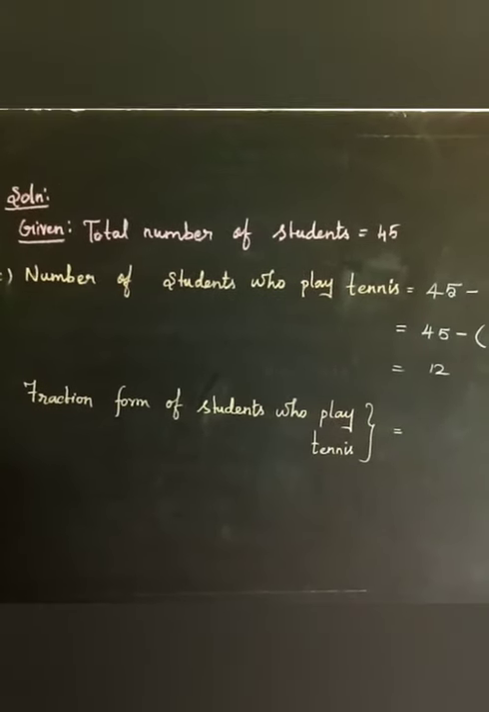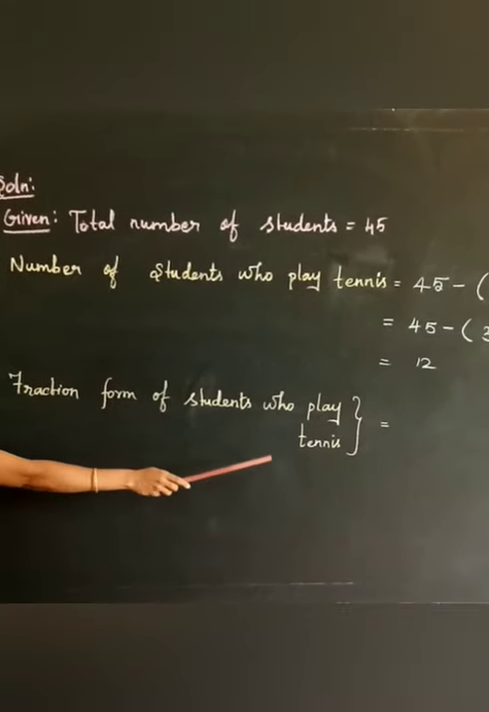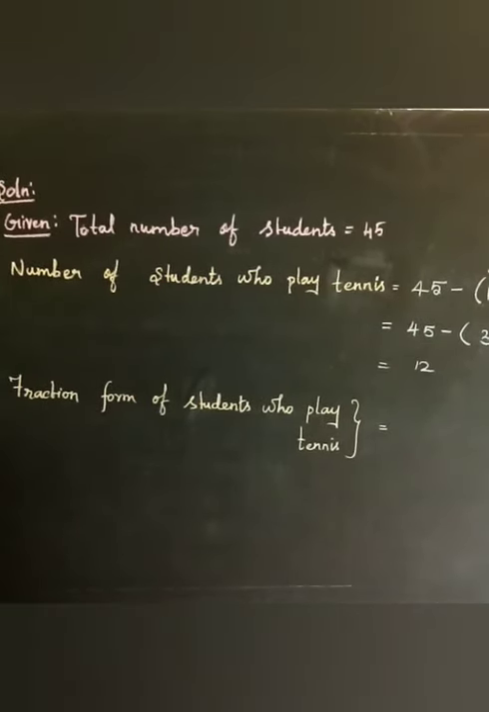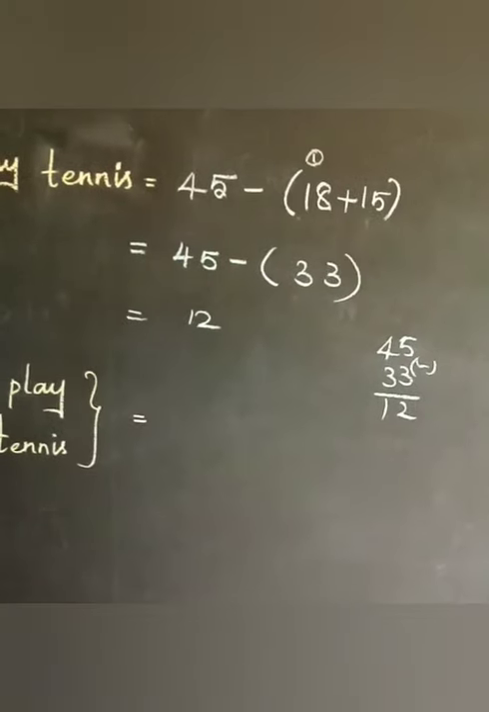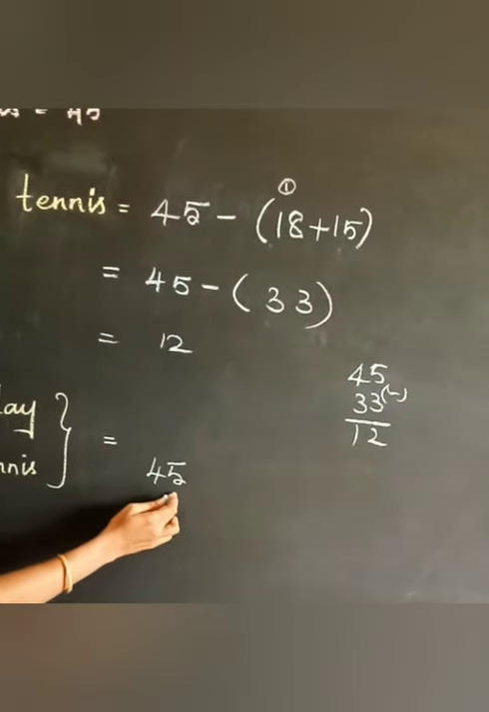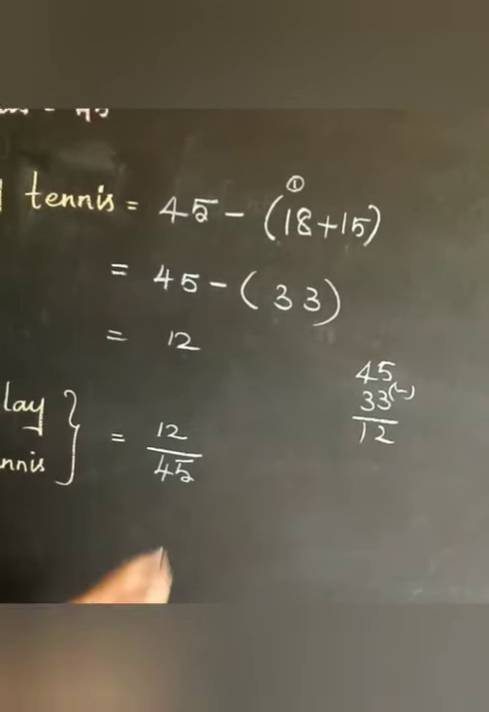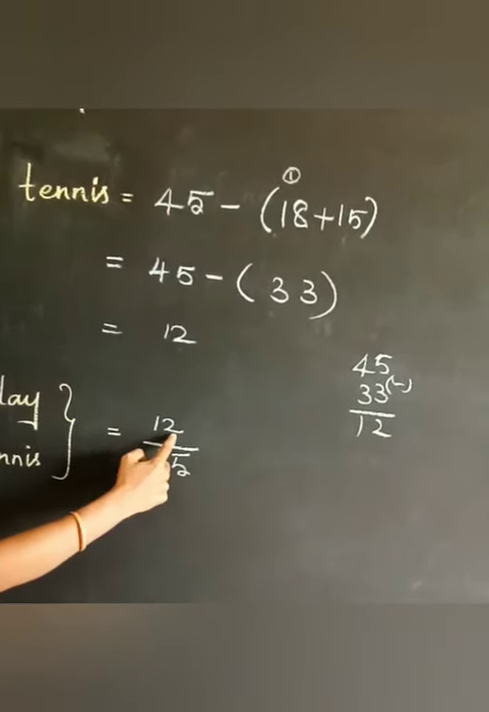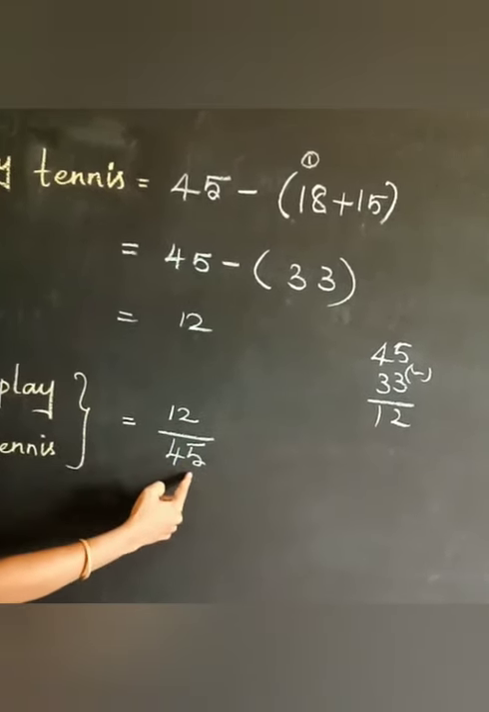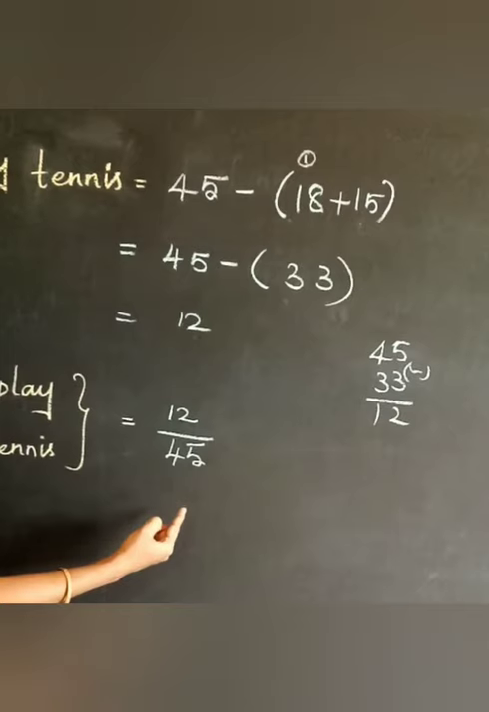Next, one more question: we have to find the fraction of students who play tennis. We have to write the answer in fraction form. In the 45 students in the class, how many are playing tennis? 12 students. So out of 45 students, 12 play tennis. We have to find this in fraction form. So 12 and 45: compare the two numbers. It is the multiplication of the 3 table.